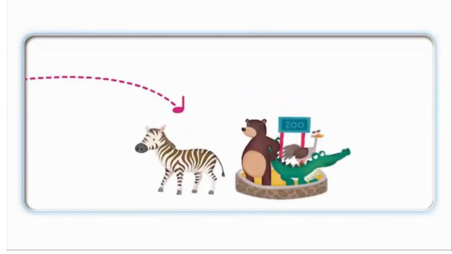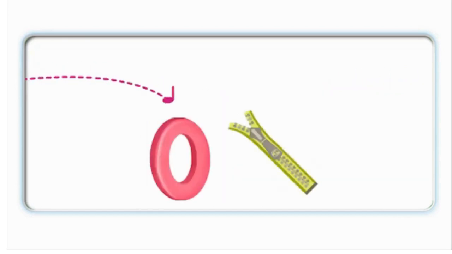Do you want a zebra? Do you want a zoo? Do you want a zebra? Do you want a zoo? Do you want a zero? Do you want a zipper? Do you want a zero? Do you want a zipper?